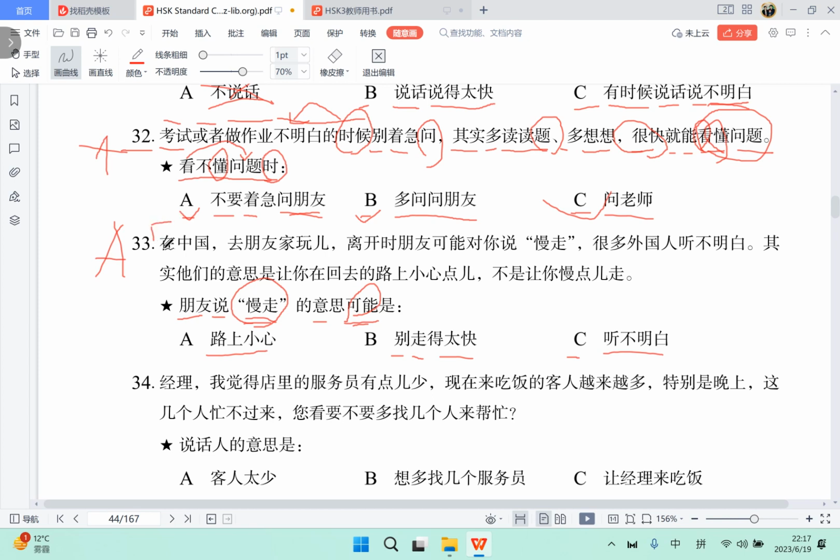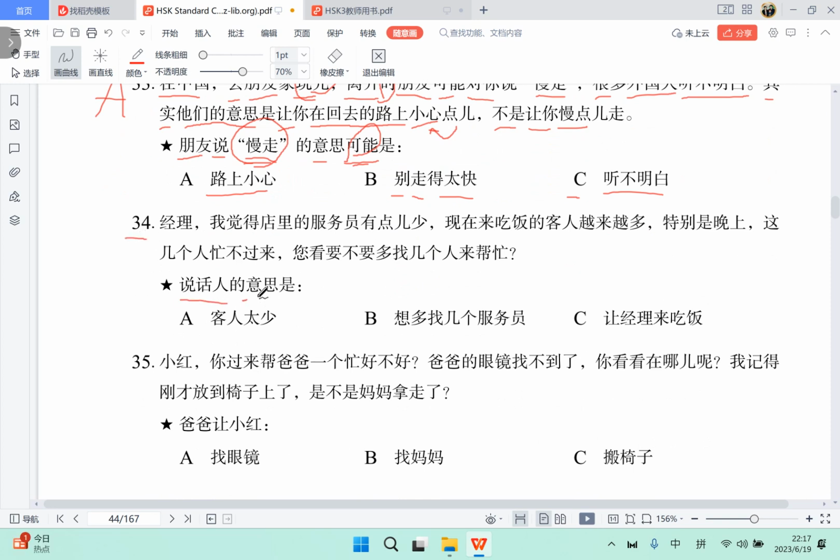Go through this paragraph. So 在中国, in China, 去朋友家玩, when you visit a friend's home and have some leisure time there, 离开时, when you're going to leave, 朋友可能对你说慢走. 很多外国人听不明白, lots of foreigners can't understand. 其实, actually, 他们的意思是让你在回去的路上小心点, their meaning is to let you be a little careful on your way back home. 不是让你慢点走, it's not telling you to walk slower.